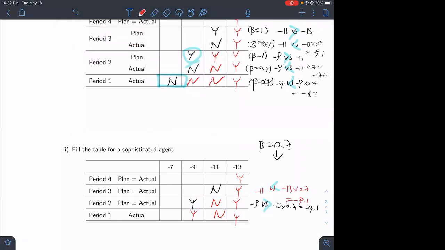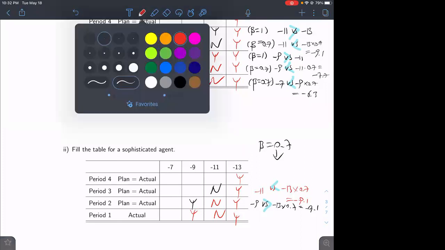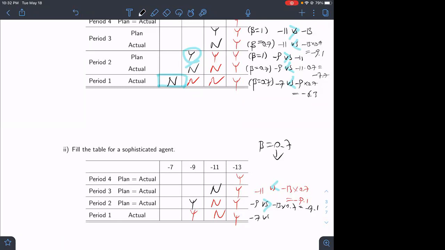Now, in period 1, I'm comparing -7 versus, if I don't go to the dentist, then I'm going to visit the dentist next week, -9 times 0.7. What happens? -6.3. So pain today is larger than pain tomorrow. So I'm not going to visit the dentist right now. So I'll put no here.